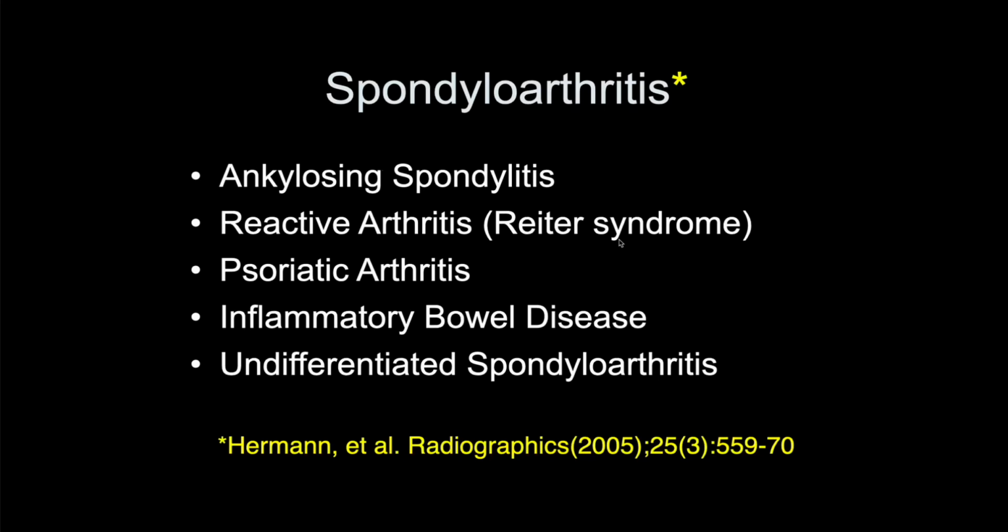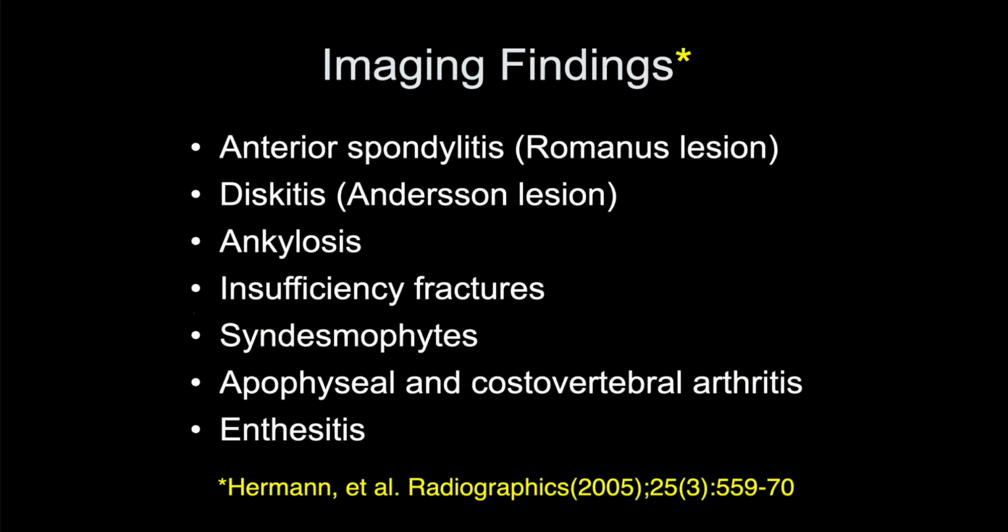Reiter's syndrome, which we don't use anymore. Psoriatic arthritis, inflammatory bowel disease related arthritis, and then undifferentiated spondyloarthritis. And the kind of imaging findings that we're looking for with these diseases, you can see what's called anterior spondylitis or Romanus lesions, which we'll go through. Discitis itself, which are Andersson lesions, which involve changes to the end plates. Ankylosis, insufficiency fractures, syndesmophytes, which will show apophyseal and costovertebral arthritis, and enthesitis that we'll show here.